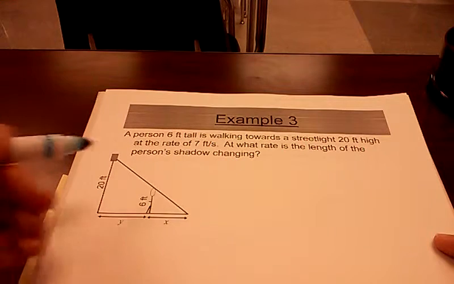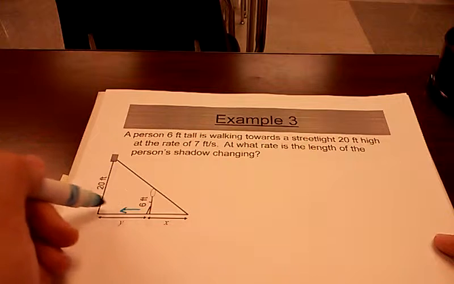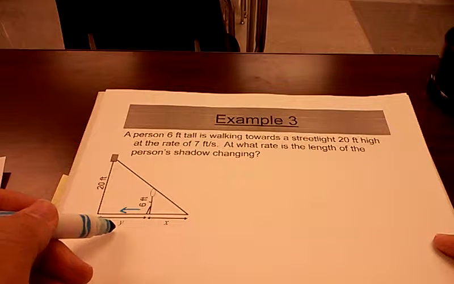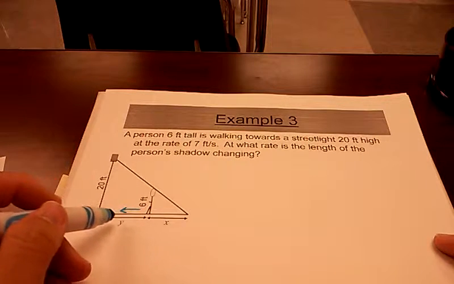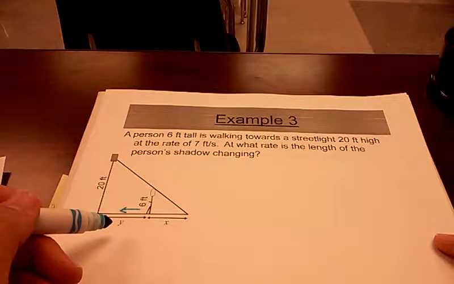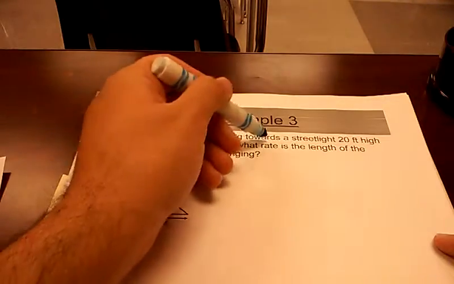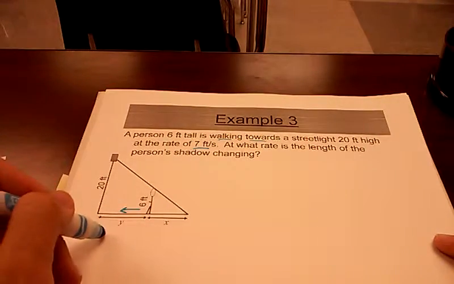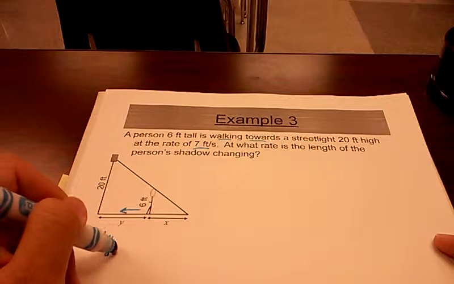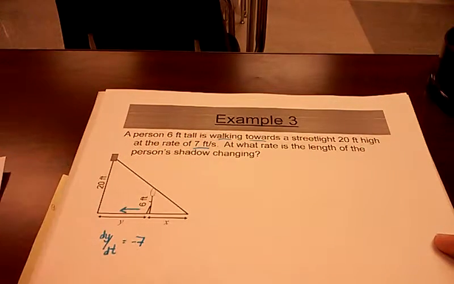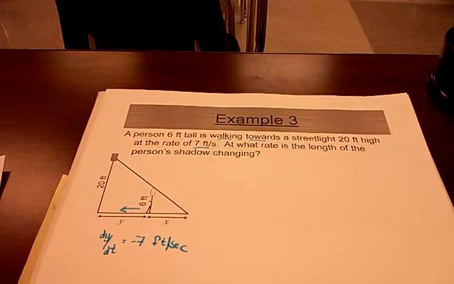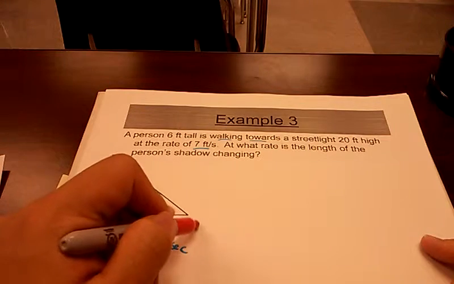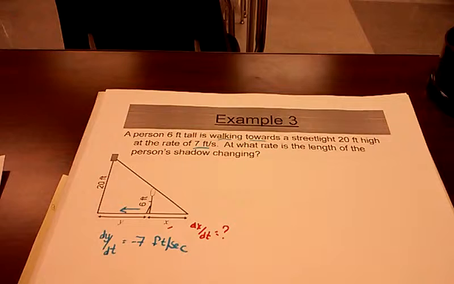Now, notice, guys, if we're walking towards the street light, that means that this value y is decreasing, right? So the rate of change that is occurring here is going to be negative. It also says walking towards that streetlight at a rate of 7 feet per second. So the change in y with respect to time is negative 7 feet per second. And what it wants you to find here is how the length of the person's shadow is changing. So it wants to know what the derivative of x with respect to time is.